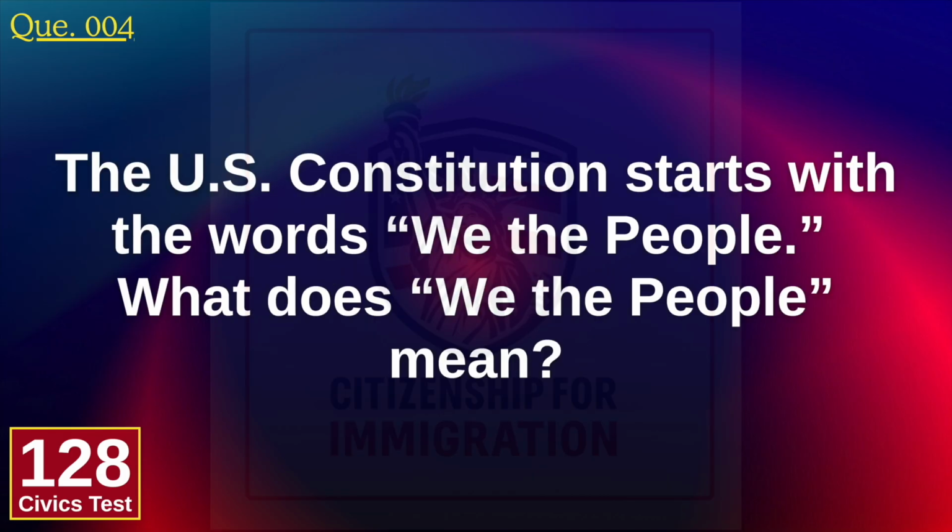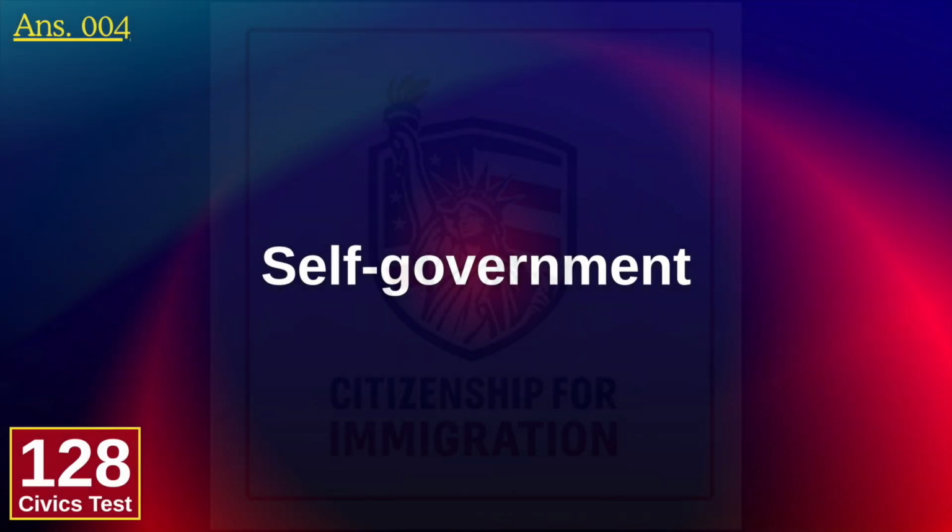The U.S. Constitution starts with the words, "We the people." What does "we the people" mean? Self-government.